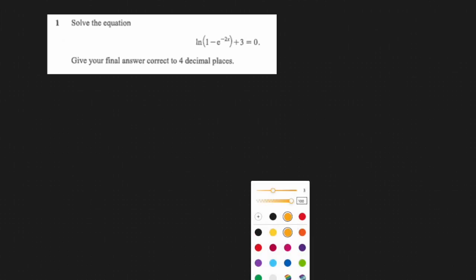Let's start with question number 1. Question number 1 is asking us to solve this equation, and our answer should be in 4 decimal places. Since this is an equation which has a natural log part and a constant, in such cases we should always try to separate the two. So I wrote the first part and I took that 3 to the other side, it became minus 3.